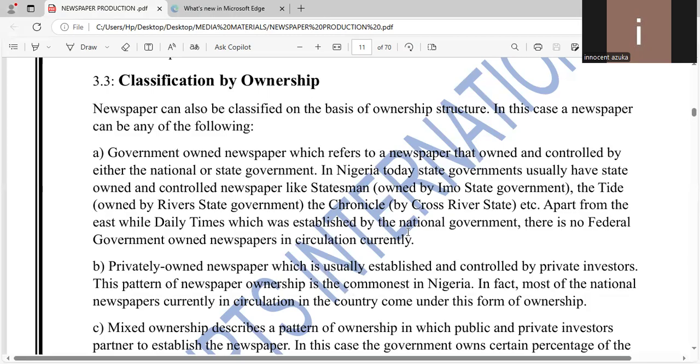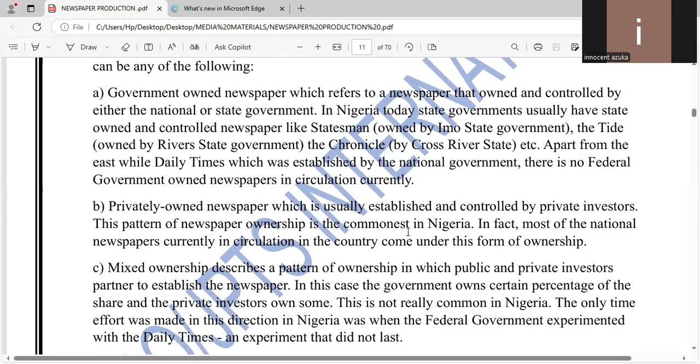newspaper in circulation currently. We have the privately owned newspaper, which is usually established and controlled by private investors. This pattern of newspaper ownership is common in Nigeria. In fact, most of the national newspapers currently in circulation in the country fall under this form of ownership.